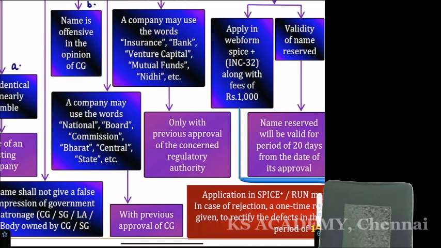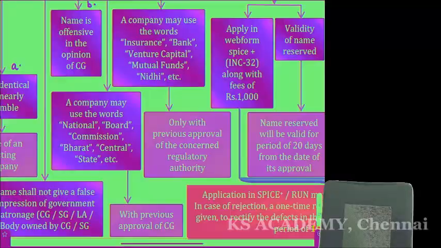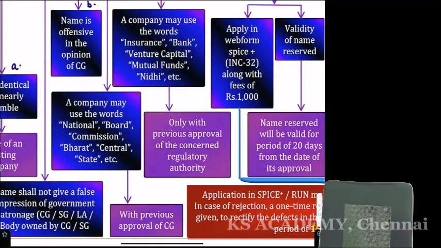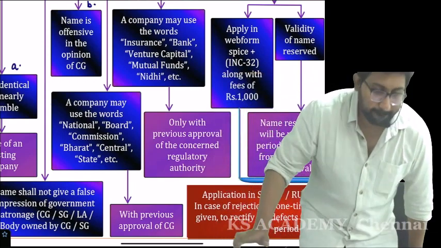Next, not only these, read. A company may use the words national, board, commission, Bharat, central, state, etc. They can use them only with the previous approval of the central government. This is with the previous approval of the regulatory authority. This is with the previous approval of the central government. Understood the point, everyone? That's all. Please read there. See the chart once.